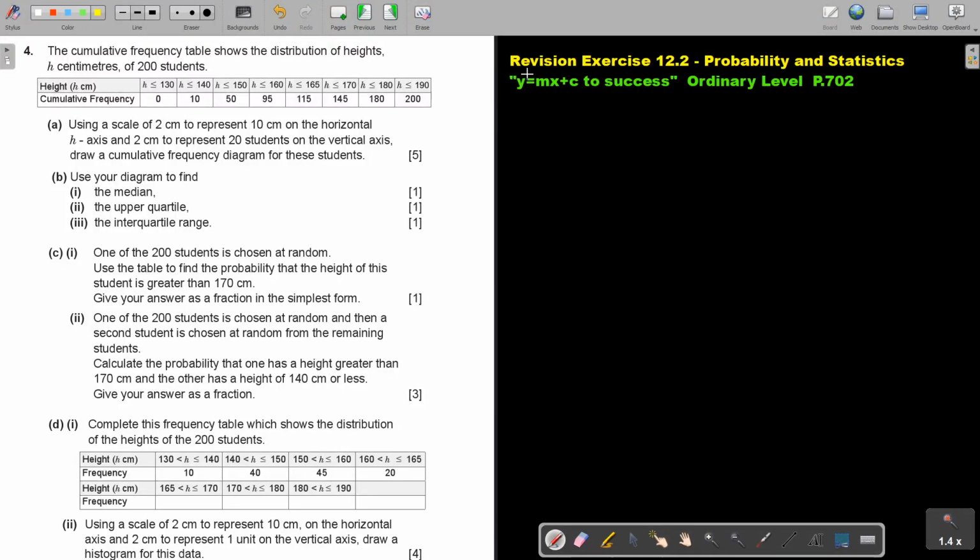In this video, we are going to continue with revision exercise 12.12, probability and statistics. And we are going to focus mostly just on statistics. In part 1, I did probability. You will find this on page 702 in the Namibia Ordinary Level Mathematics textbook, y equals mx+c to success.